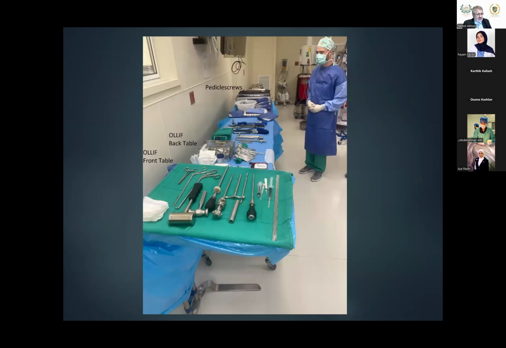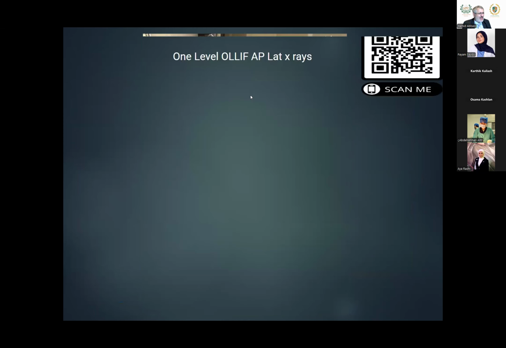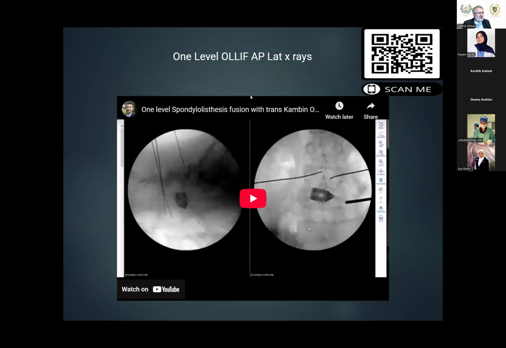This is literally the table. This is all you need. This is all you need to do the entire surgery. The front table, the back table, you don't need all of that tool there either. And then I'm going to show you a small video now.